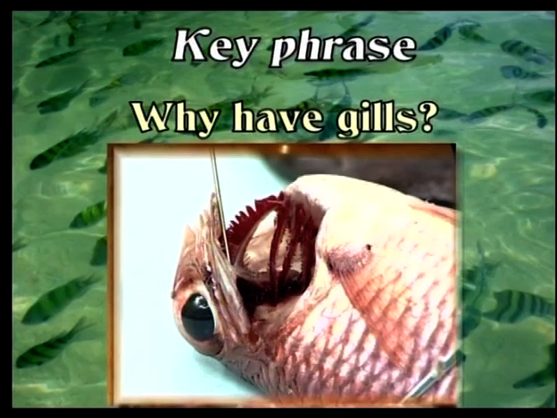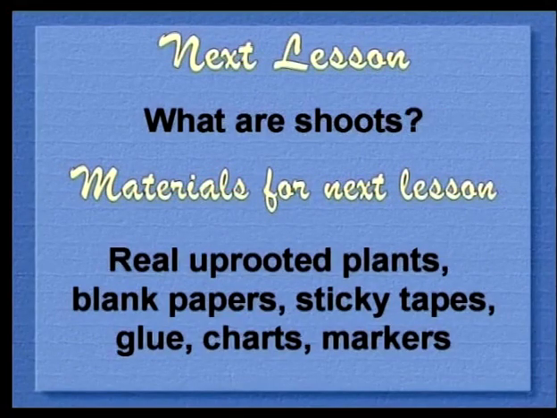Why have gills? Why have gills? Now, next lesson is on shoots. These are parts of a what? Plant. Parts of a plant. And materials for the next lesson, receiving students in the class, please take note. You are to come with a real uprooted plant. Okay? The paper, sticky tapes, and all that will be provided by your teacher.